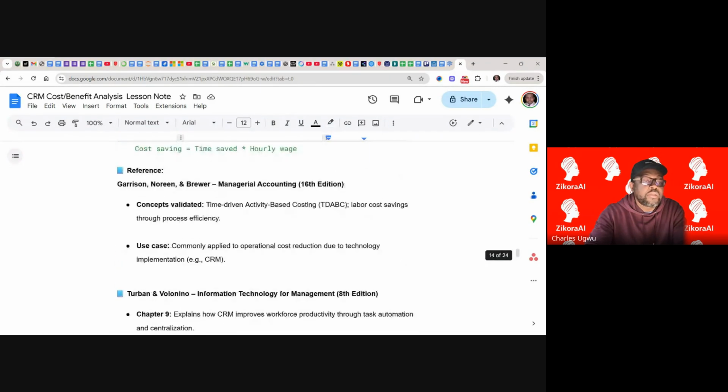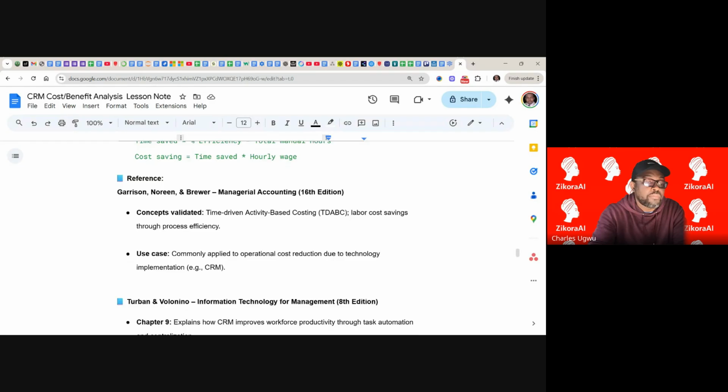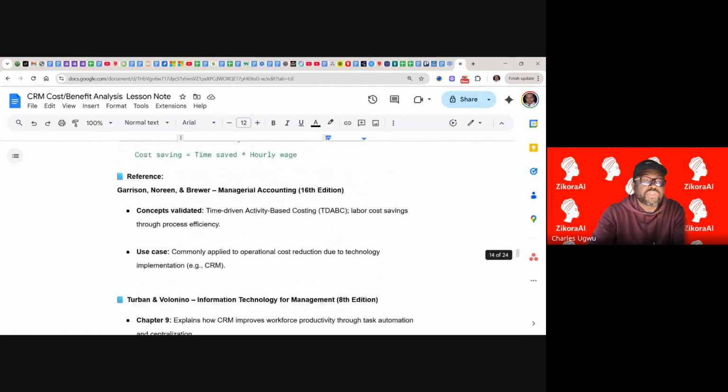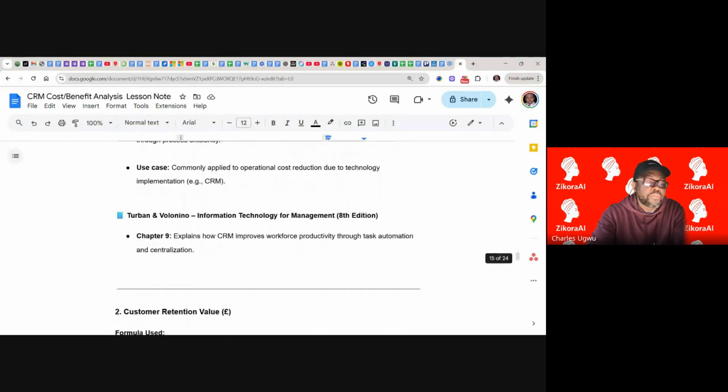Another reference you have is Turban and Volonino, Information Technology for Management, 18th edition, and chapter 9 explains how CRM improves workforce productivity through task automation and centralization. So it captures this improved productivity value.